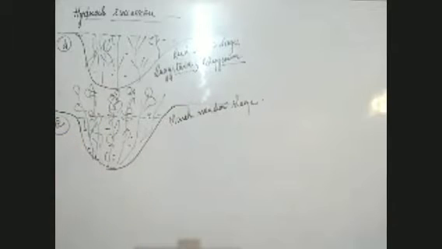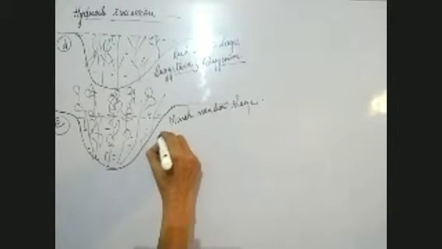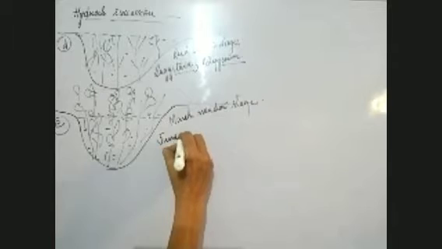Now here, small plants grow like Juncus, sedge.